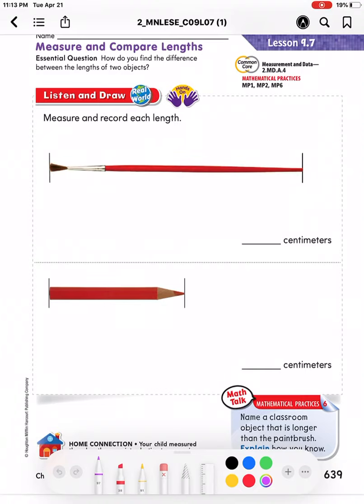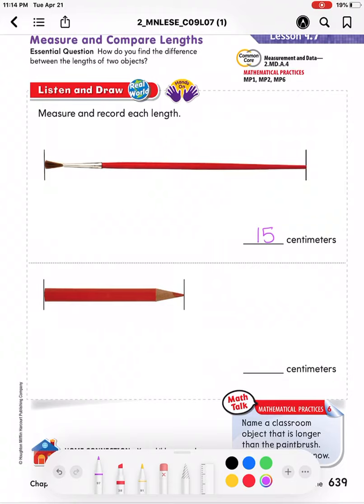Now, before measuring the pencil, I need to ask you a question. Do you think the pencil length is going to be less than 15 or more than 15? Excellent, less than 15. Why is it less than 15? Because the pencil is shorter than the paintbrush. Good job. So here the pencil, if you measure it, you are going to find it 8 centimeters.